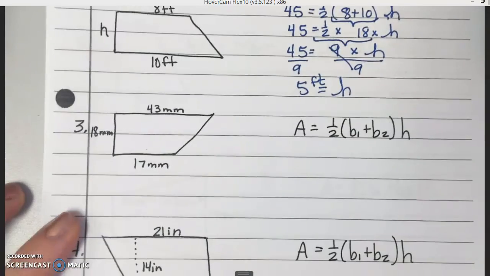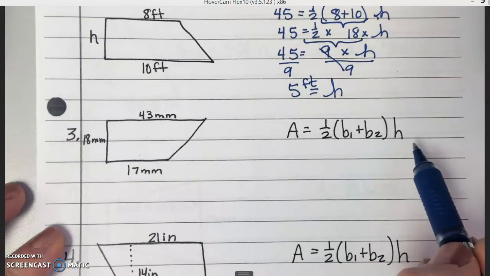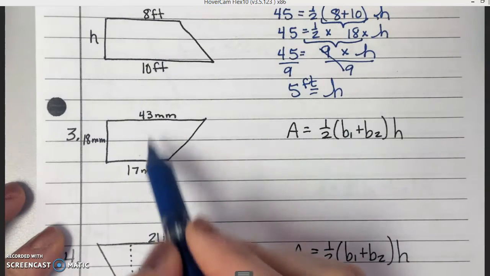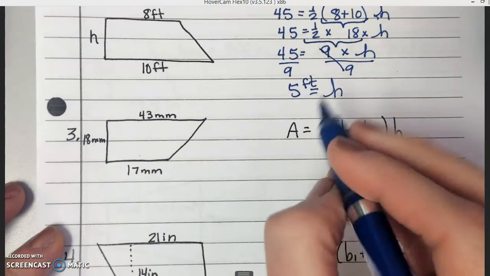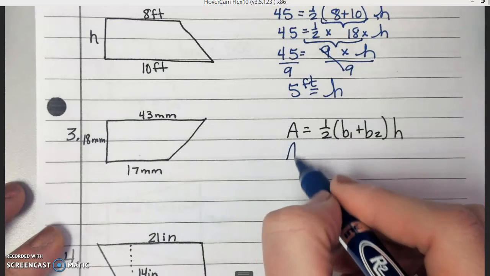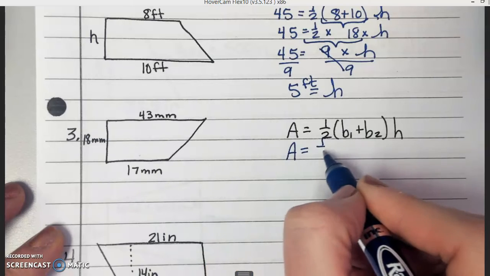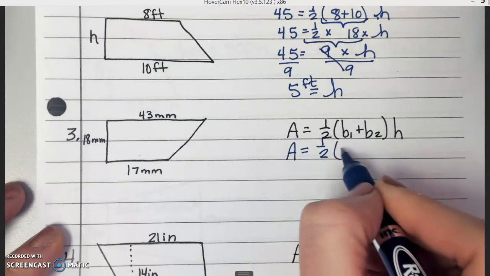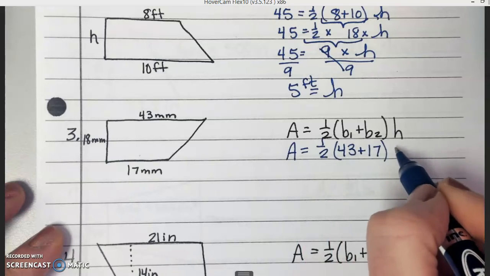Alright, number 3. So here we have our formula for the trapezoid. It shows us right here, these are our bases, those parallel lines. Here's our height. So we're trying to find the area. So we're going to rewrite A, because that's what we're trying to find. And we're going to fill in what we know. So we know the bases, and we know the height.